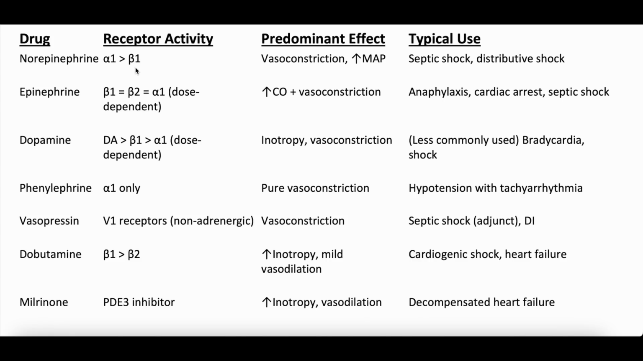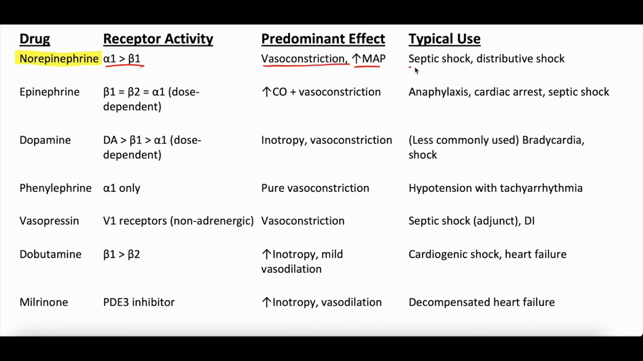Beta-1 actually increases your heart squeeze, okay? It's on the heart muscle, and it helps with cardiac output. It's a little inotropic, right? So alpha-1 vasoconstrictor, vasopressor, beta-1, a little inotropic, heart squeeze. So norepinephrine, alpha-1 greater than beta-1, all right? And we use it predominantly for vasoconstriction and to increase the MAP.